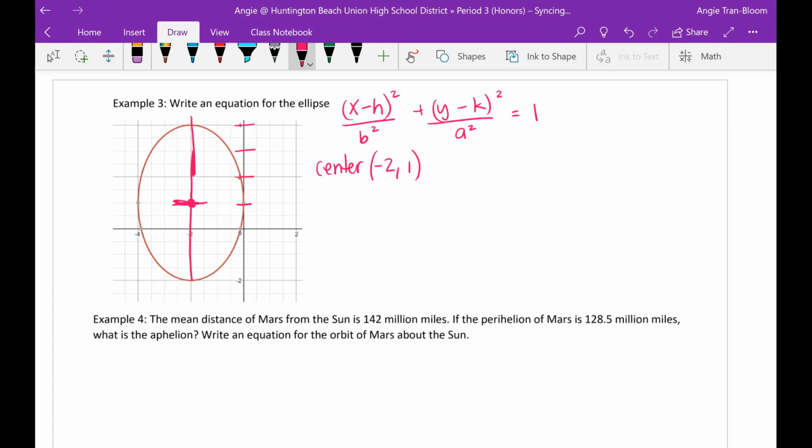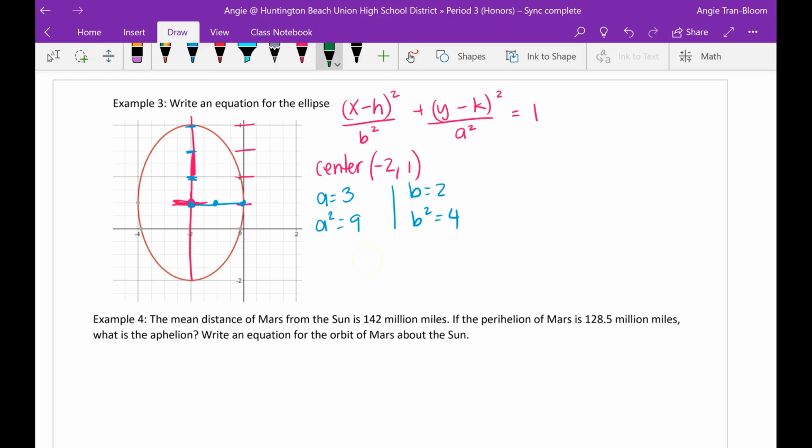What that means is now I want to count the boxes up and down to see how many units a and b are. From the center, this is 1, this is 2, and this is 3. So a is really 3. That means a squared is 9. I can also count to get b from the center, 1 and 2. So b is 2, which means b squared is 4. So when you're writing an equation, it's that easy. You just need to know your a and b.